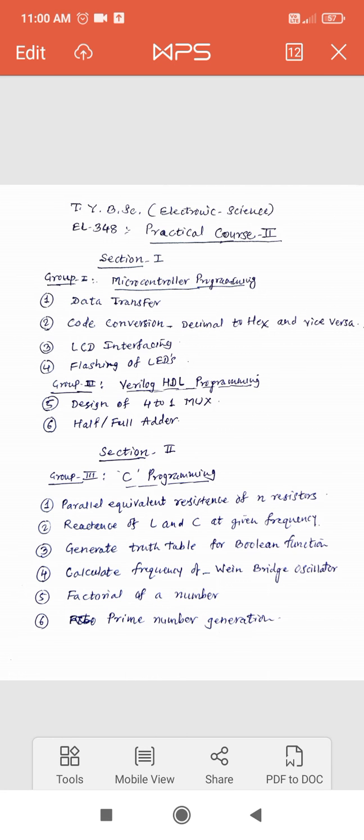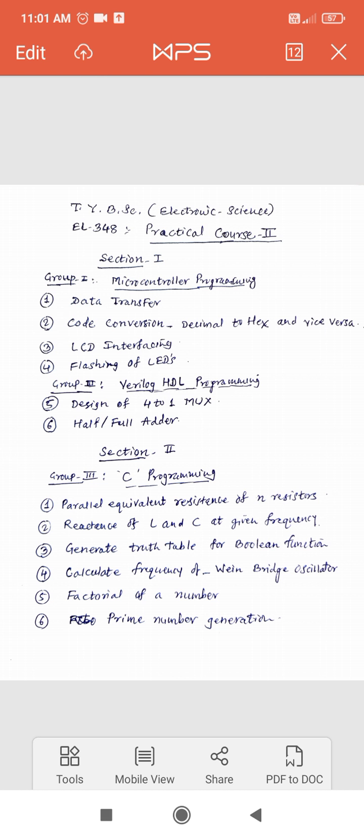Today we are going to learn the practical course EL348 in the TYBSc Electronic Science. These are the two sections of the practical course, the first section and the second section. In the first section, there are two groups: microcontroller programming and Verilog HDL programming.